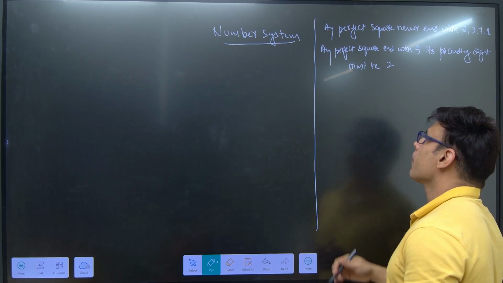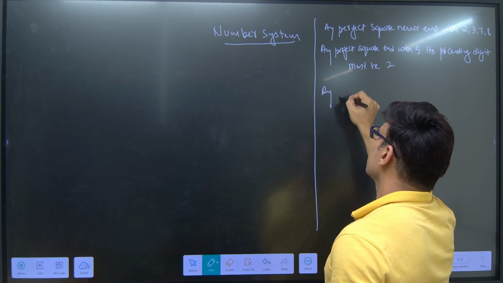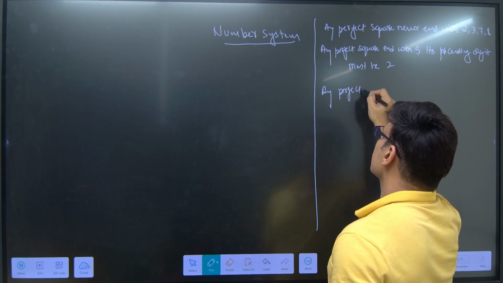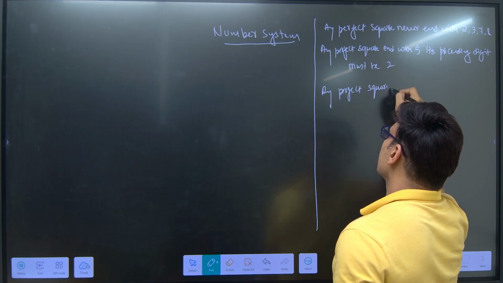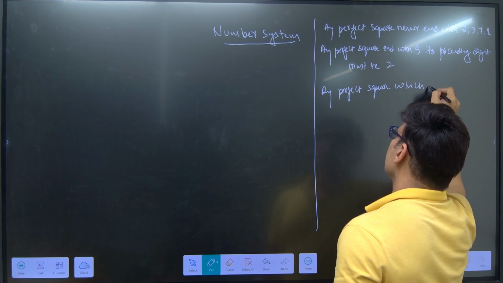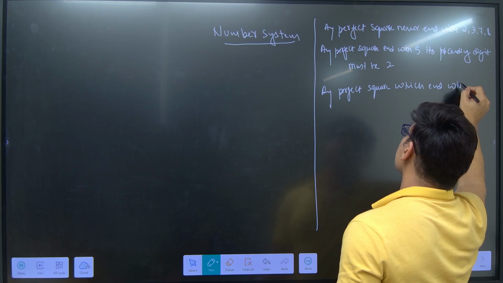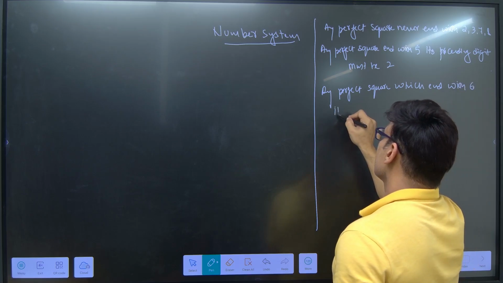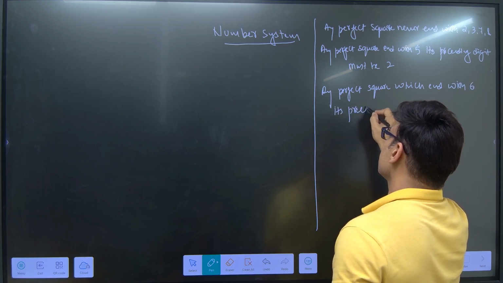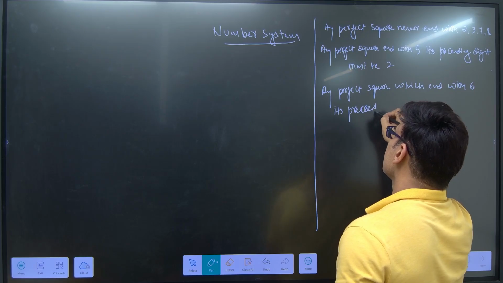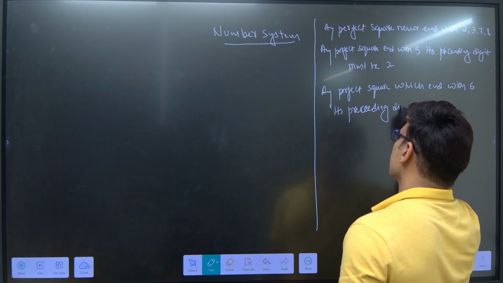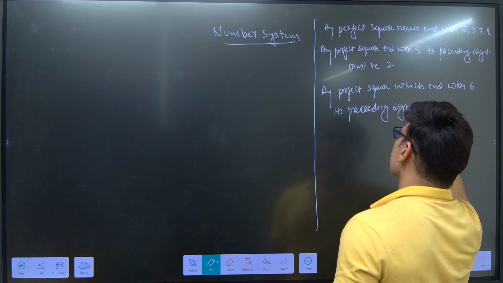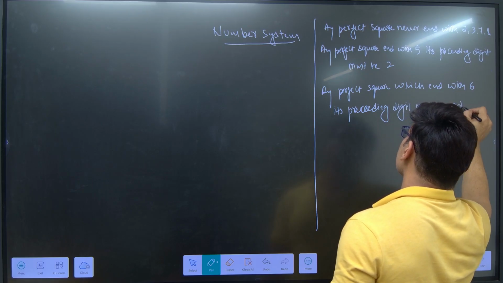Right? Third is, any perfect square which ends with 6, its preceding digit must be odd.